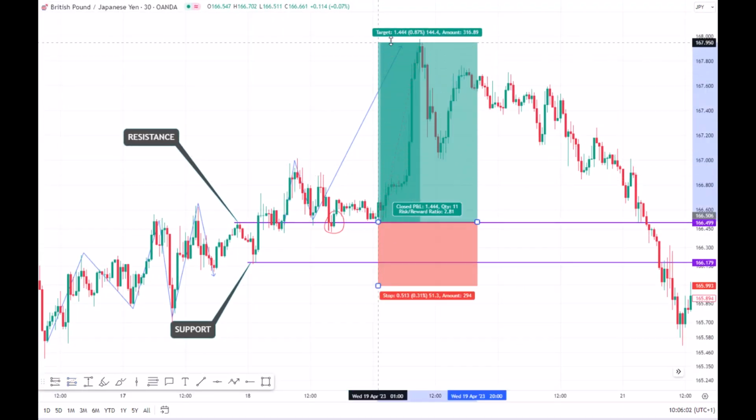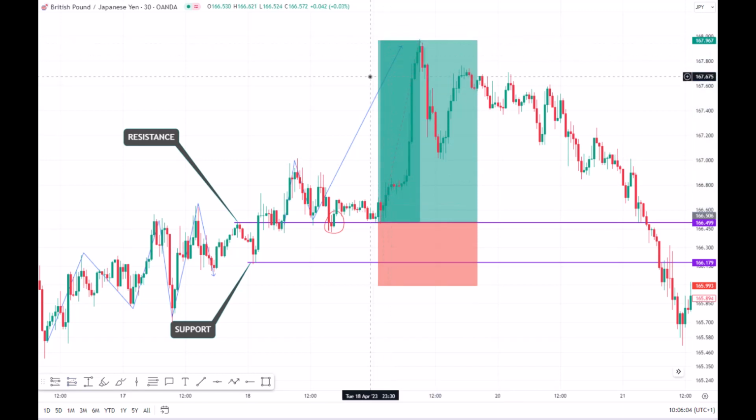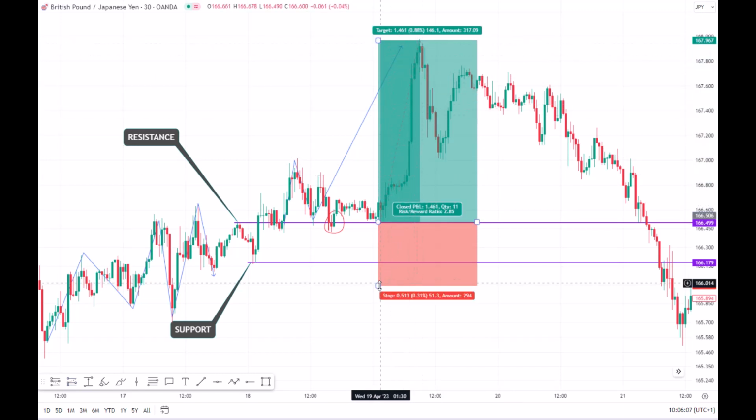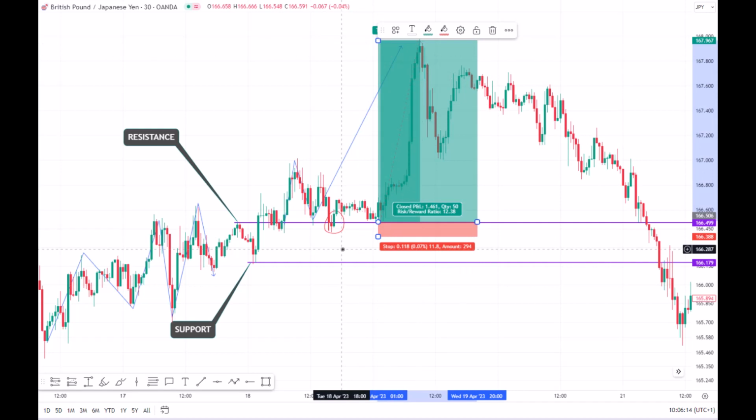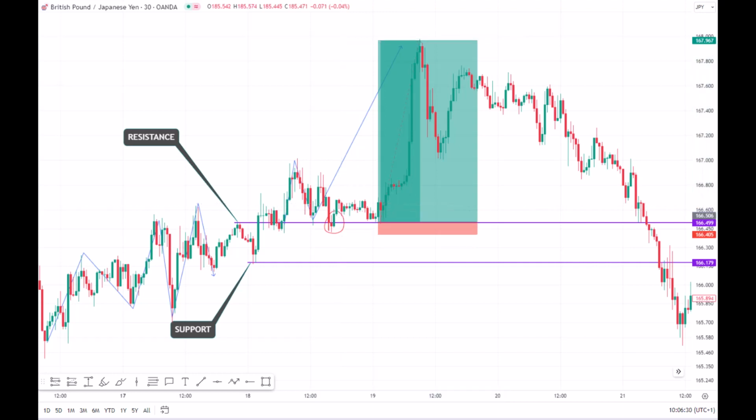with 146 pips to the upside. Immediately price closes above our resistance line, place your stop loss slightly below the wick of the candle which was created before it closed above. Simple as it is, no complication.